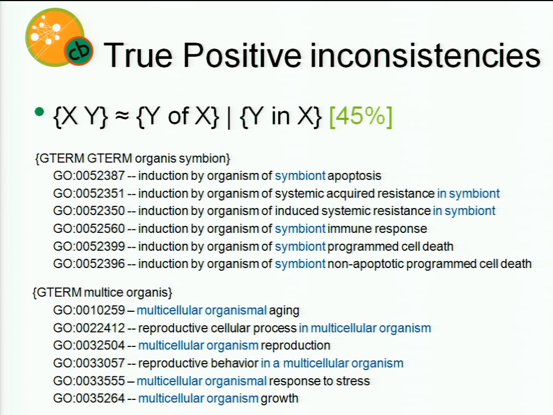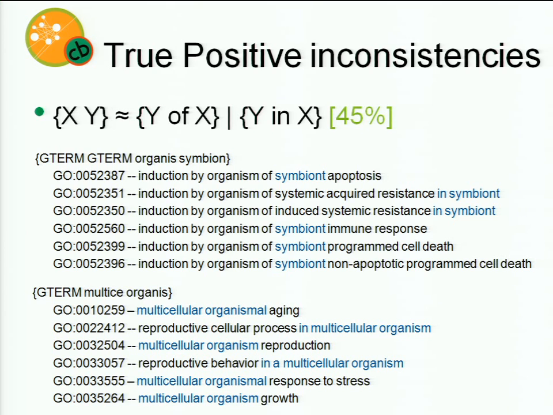A similar example is down here at the bottom. If you have multicellular organism reproduction and reproductive cellular process in multicellular organism, this suggests that there's some variation in phrasing that should be addressed. It's not up to me to decide which is the correct one, the canonical form, and which is the incorrect one. It's really up to the curators. But in any case, we've identified a potential case that might need to be addressed.